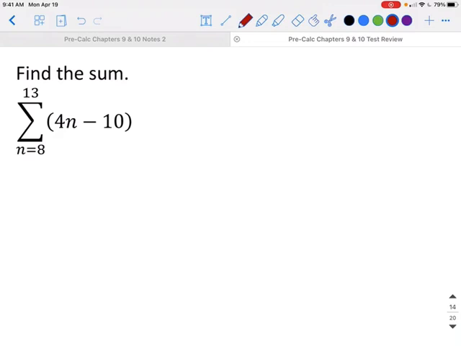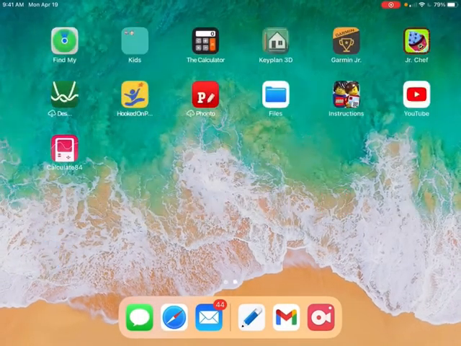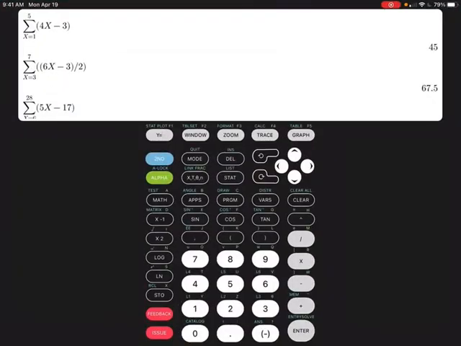Find the sum indicated in the sigma notation. Remember, you can put these directly into your calculator. If you wanted, you could do these by hand by plugging in n is 8. So we could do a sub 8, a sub 9, a sub 10, all the way up to a sub 13, and then just add those values together. Or you can put this directly into your calculator.